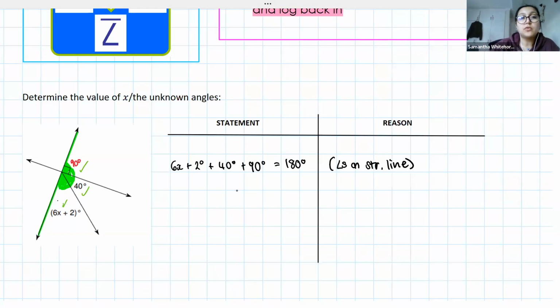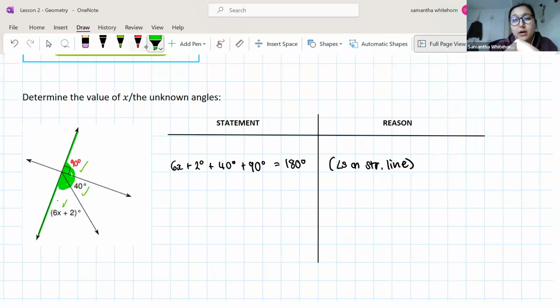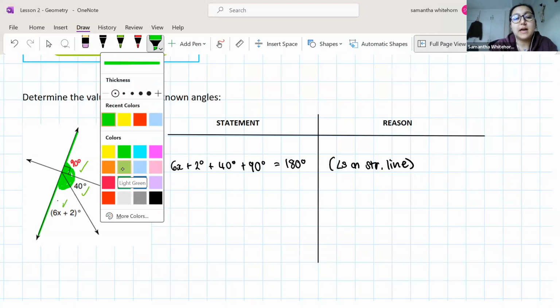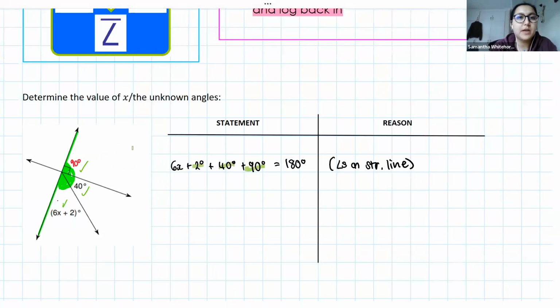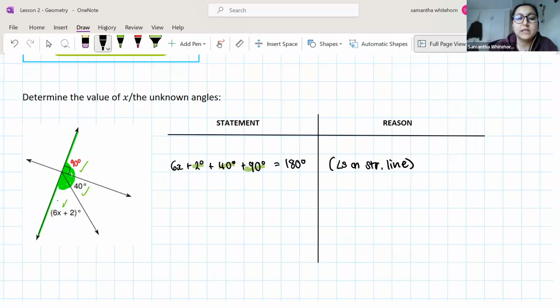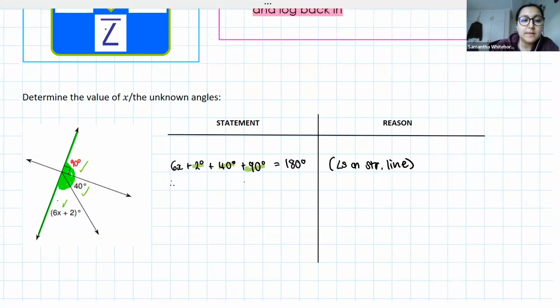Right, now we're going to solve our equation. Now we did equations, or we recapped equations on Monday, so this should also be fresh in your head. And you can also see how much sections actually link with each other in maths. Now that which I've highlighted in green, so the 2 degrees, the 40 degrees, and the 90 degrees, they're all like terms, which means that I can add them together.